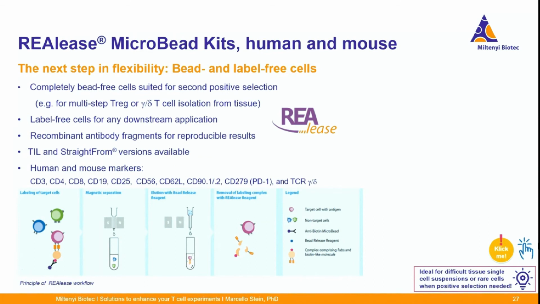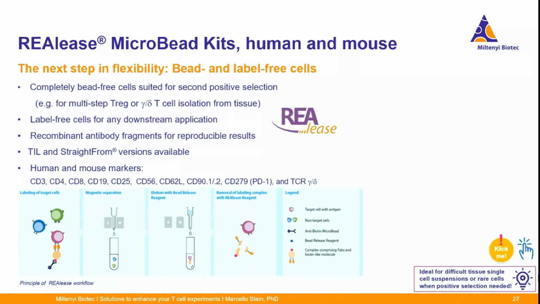This offers researchers an extremely and entirely new level of flexibility and new separation strategies, combining the best of 2 worlds: highly specific positive selection and, if needed, label-free, for example, for further subset separations. The procedure itself is very easy. After cell separation, there is a bead removal step with the bead release reagent. Cells are now ready for a second round of magnetic labeling.